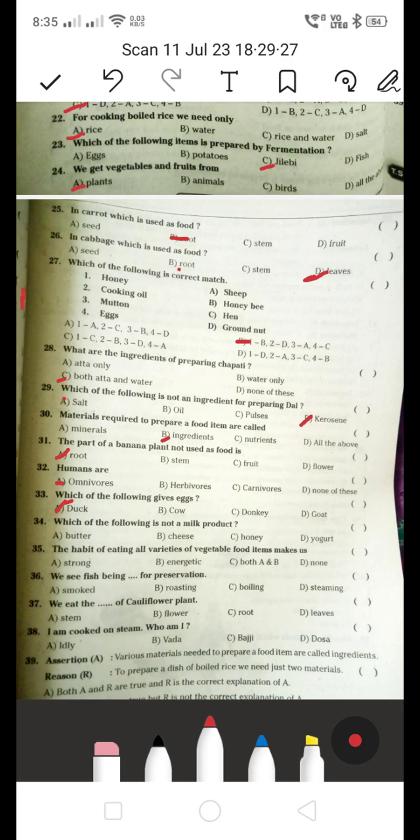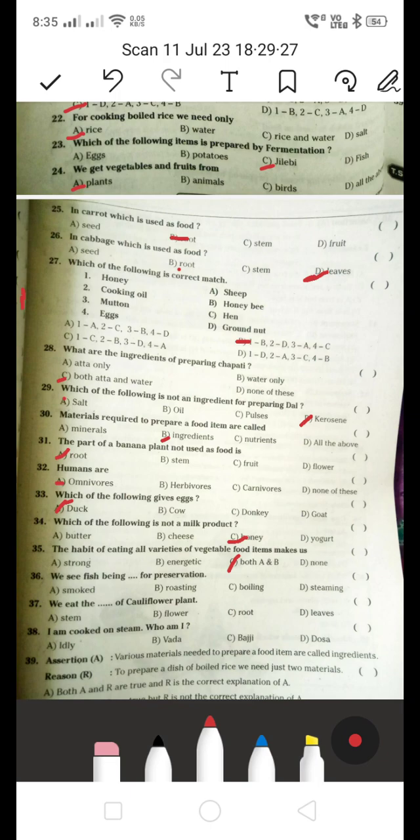Next, which of the following is not a milk product? Is it butter, cheese, honey, or yogurt? Butter, cheese and yogurt, these are milk products. Honey is not a milk product, so C is the right answer. The habit of eating all varieties of vegetable food items makes us strong or energetic: A, B, both A and B, or none? By eating all varieties of food items we become strong and energetic, so both A and B is the right answer.